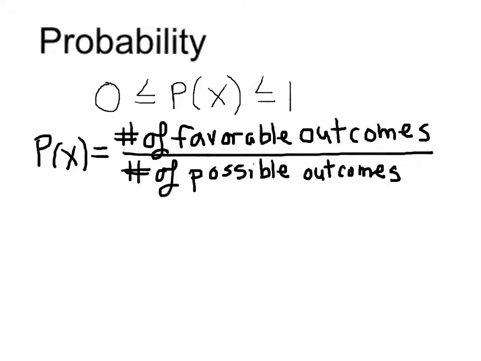Probability is always a number between 0 and 1, and it's the number of favorable outcomes divided by the number of possible outcomes. The key thing that's crucial is figuring out the number of possible outcomes before you start. So if I said, what's the probability of the sum of your two dice that you roll being 4, you would have to figure out how many dice rolls there are.